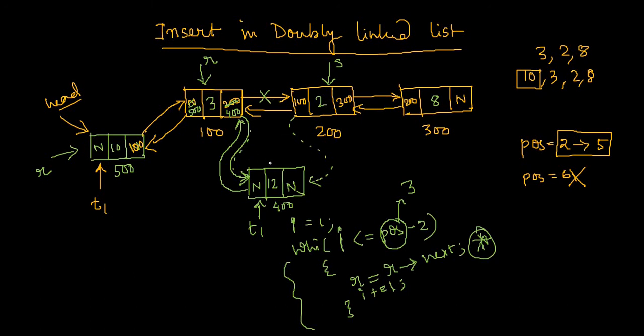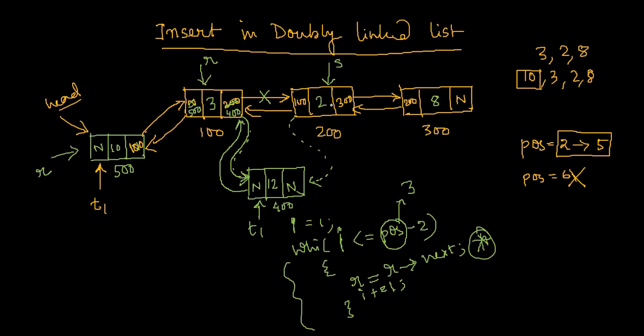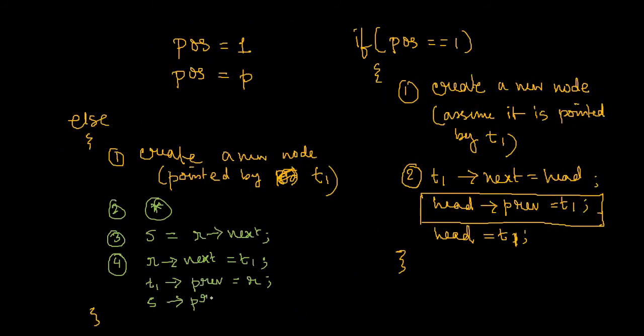Now, similarly, this part I have connected, but still I have not connected these two. That means I have to write S. S is pointing here. S is actually the next node of this newly created node. So S prev should be the address of this node. That means you should write S prev equal to T1, as well as T1 next equal to S, right?